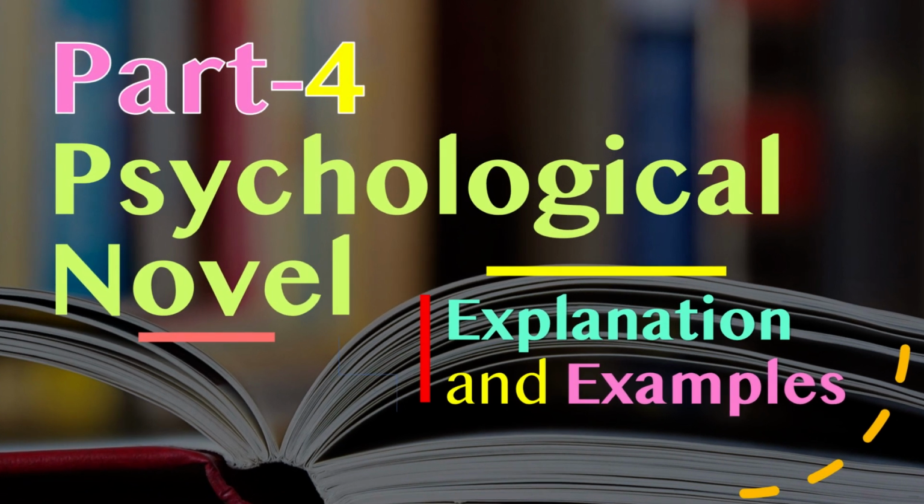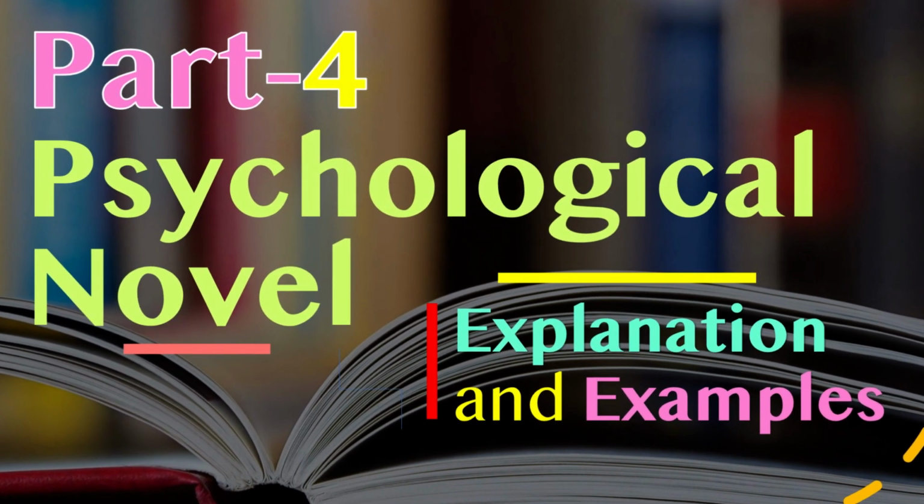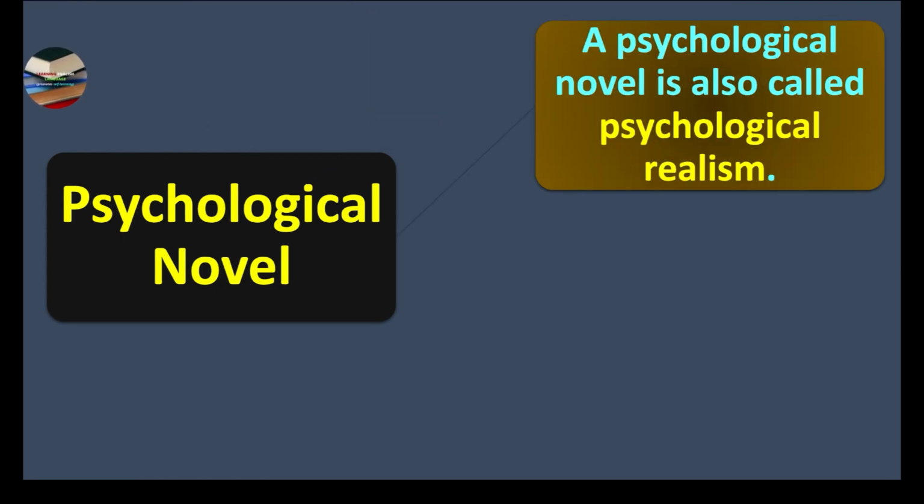Part 4: Psychological Novel Explanation and Examples. Psychological novel. And what's this? A psychological novel is also called psychological realism. That is, you write a novel in which you portray the mental state of a character which is very much related to real life incidents, events and characters. That's why we call it psychological realism.